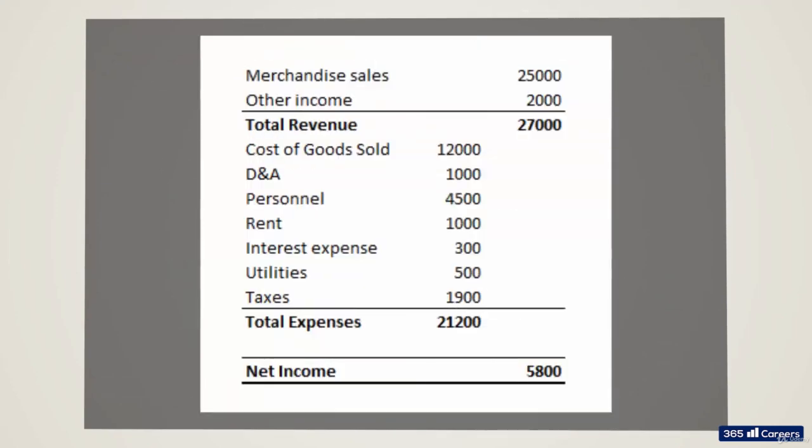A single-step P&L looks in this way. We say it is a single step because there are no intermediary results, such as gross profit, operating income, and so on. It simply subtracts total revenues from total costs and gives us net income.